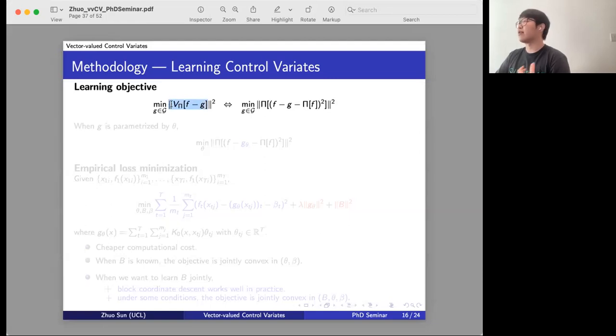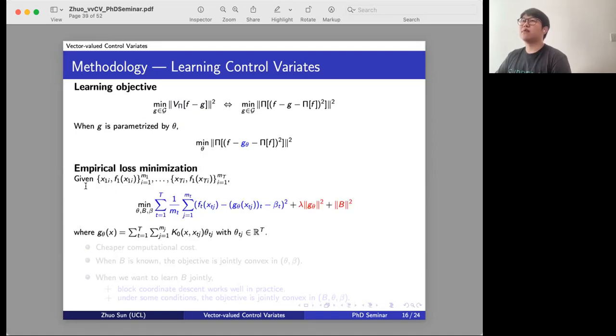So this is a very natural objective for control variates, and it also applies in our case. We're also following this standard. So when the control variate is parameterized by some parameter theta, the goal is then to find the optimal theta by minimizing this objective.